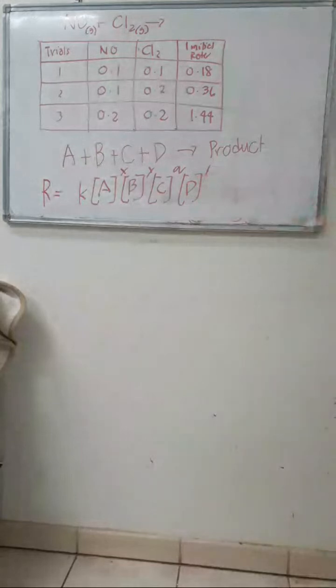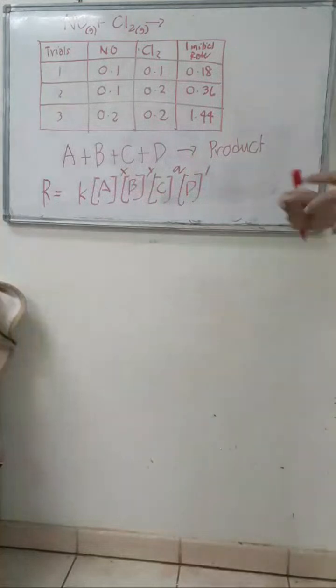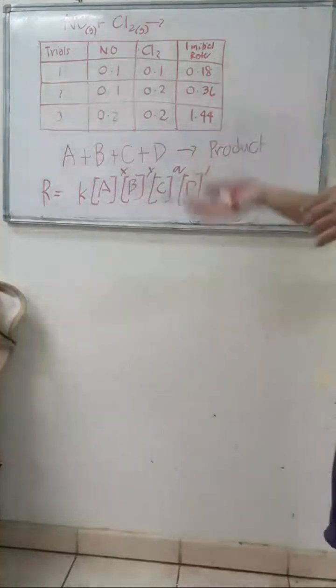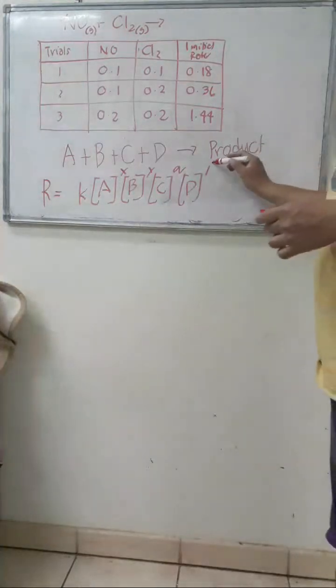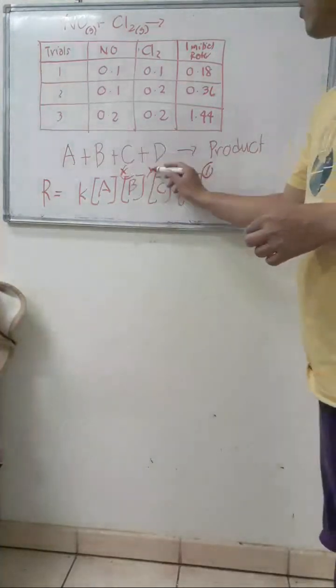Get the point? In this initial rate method, guys, the coefficients of your reactants will not be the exponents. This is the first thing to analyze. This is not the same as the reaction mechanism, where your coefficients will be your exponents. That's very clear. So it's going to be X, Y, Q, L.